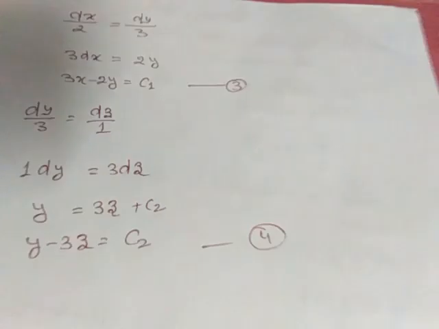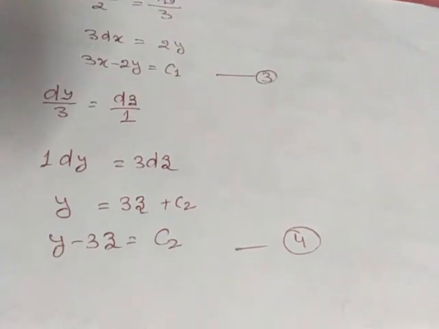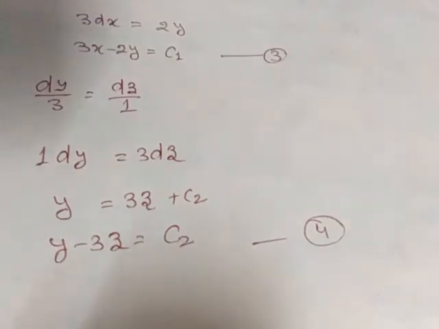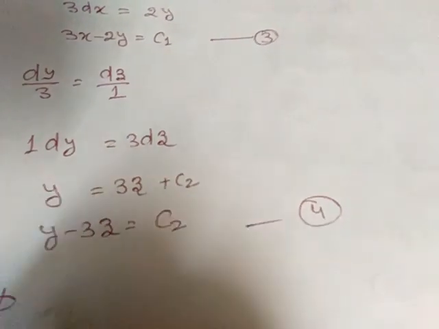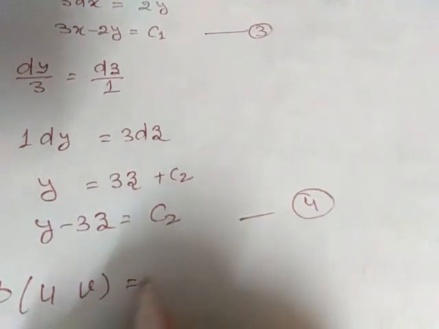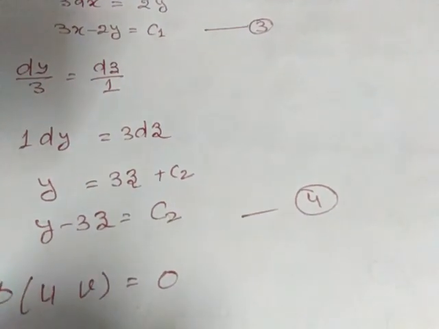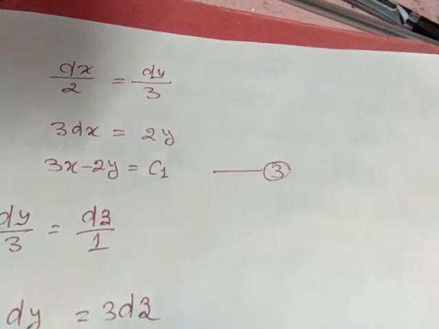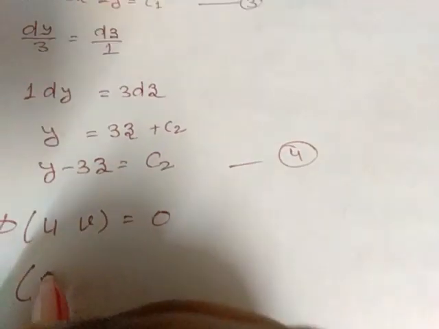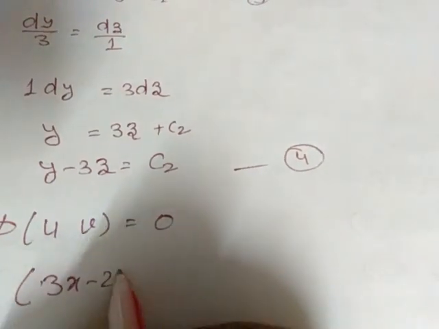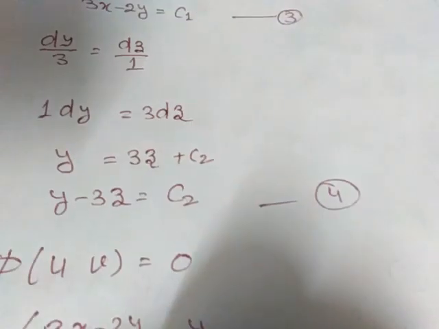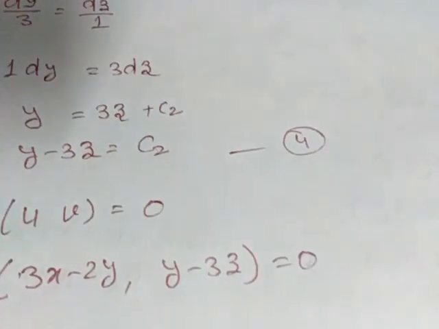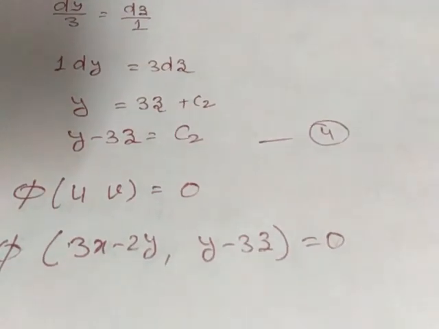Now equations 3 and 4 in combination give the solution of the given differential equation 1, and the solution can be written in the form phi(u, v) = 0, where u is obtained from the equation, that is c1, 3x minus 2y, and second, v is y minus 3z. This will be the solution of the given partial differential equation.